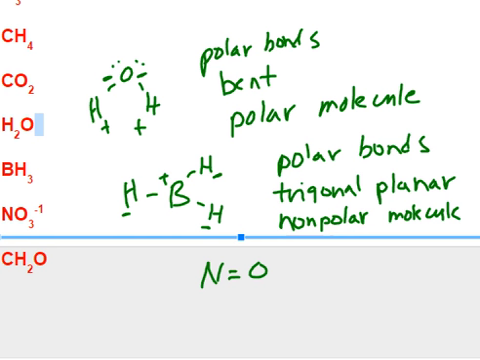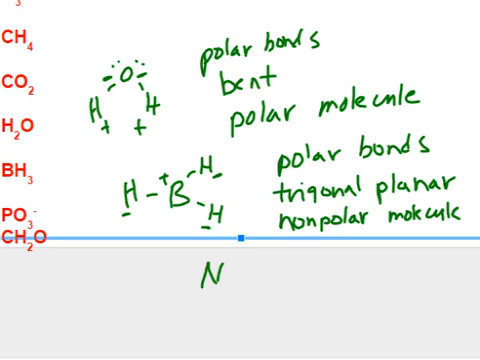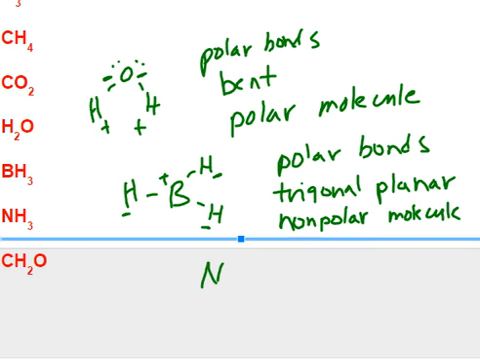I want something that's trigonal pyramidal. Okay, let's go with PO3 minus 3. I don't know, I lost my minus 3 there, but I did. Oh no, that's not what I want either. Okay, let's go with NH3.